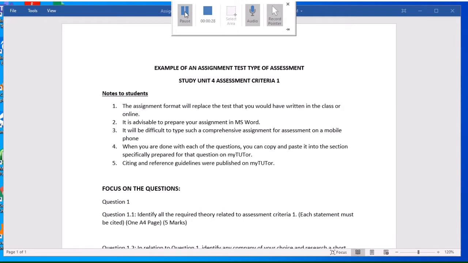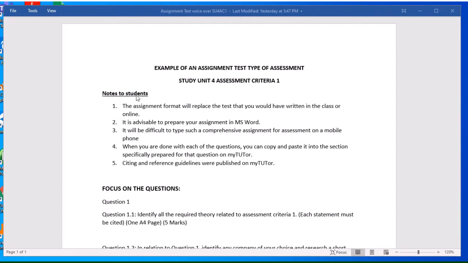So be prepared, students, that this is not only based on assessment criteria 1. This can be asked for any assessment criteria and any study unit for that matter. Now, what I have here is a few notes to students. The assignment format will replace the test that you would have written in the class or online.